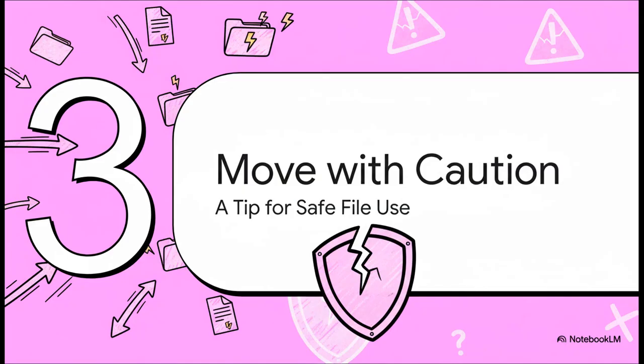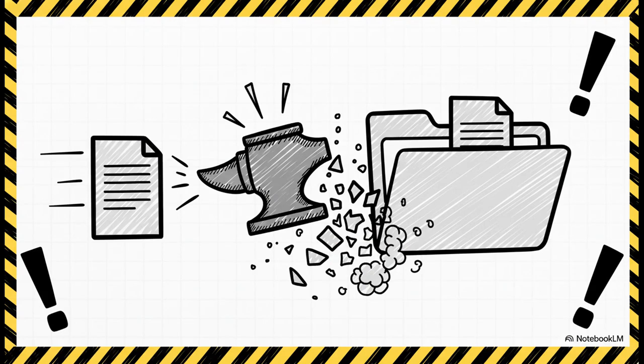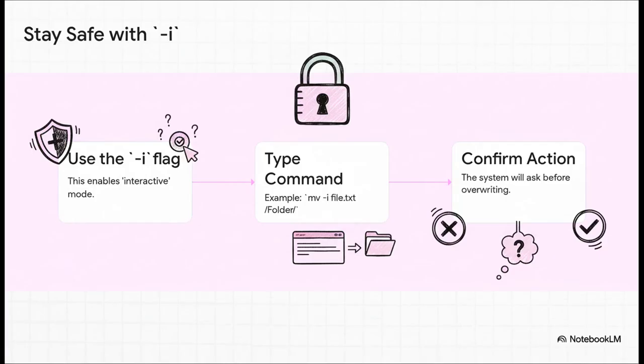Okay, so it's powerful, it's fast, it's efficient. But with great power comes great responsibility, right? We have to talk about a really crucial word of caution, because this command can also be pretty dangerous if you're not careful. And this is probably the single most important thing to remember about mv. By default, it will overwrite files without asking. Let me say that again. If you move a file into a folder and there's already a file there with the exact same name, mv will just obliterate it. No warning, no "are you sure?" Just gone. Poof.